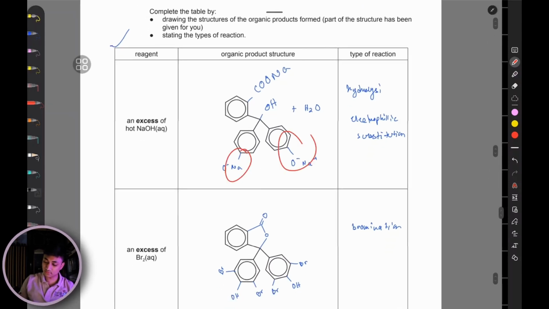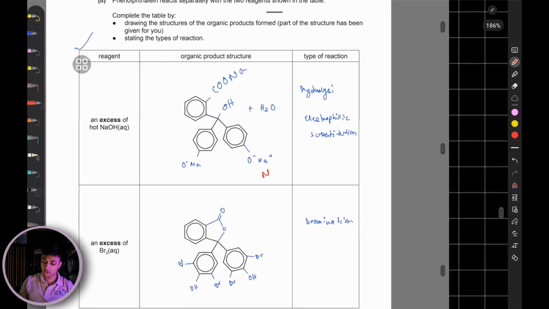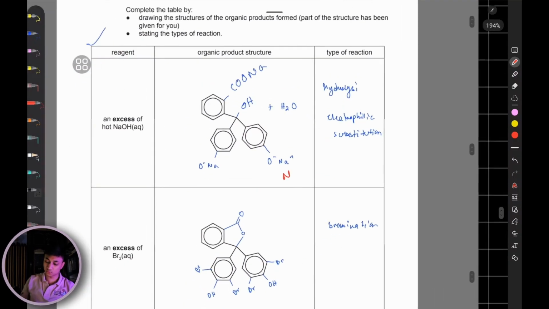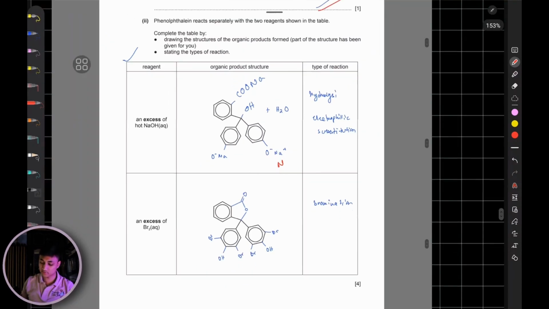Now, the other case, your phenols, they are going to go through substitution with Na plus, right? The H is removed and Na plus is going to join the structure. And this is going to be what type of reaction? Hydrolysis, since the bond is broken. And it is also going to be electrophilic substitution. Why? Because Na plus is substituting H plus. Electrophilic substitution reaction takes place.